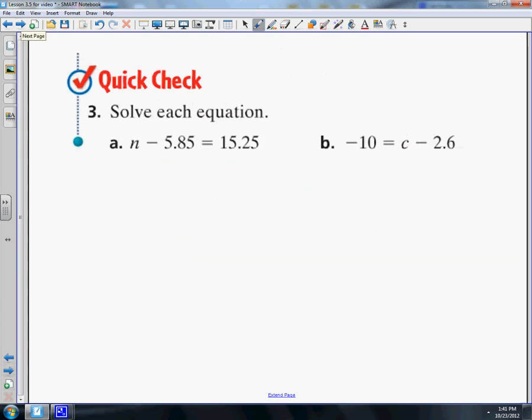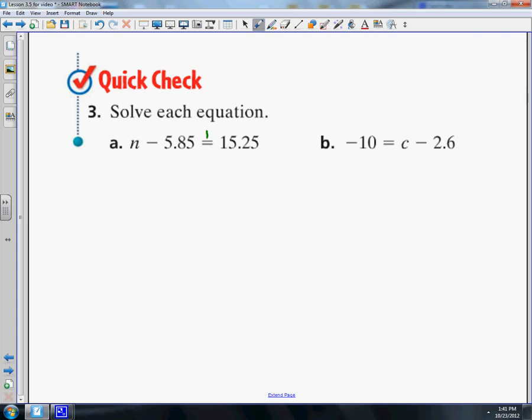All right, so next we have subtraction problems. And they're exactly the same as the addition, but it's going to be flipped, so you're going to probably do addition to get rid of the number next to the variable. So try these two problems, and then we will correct.